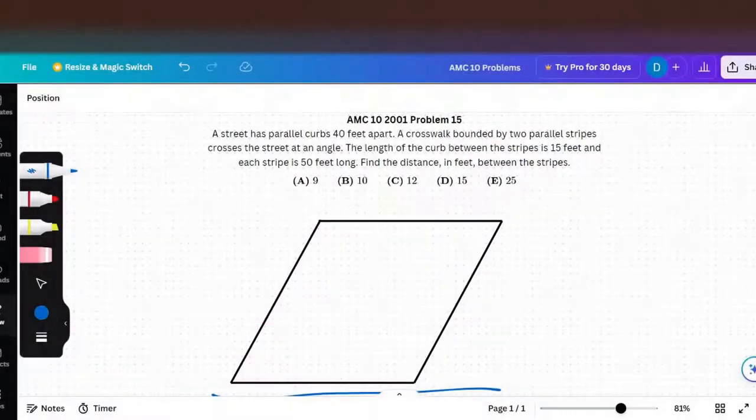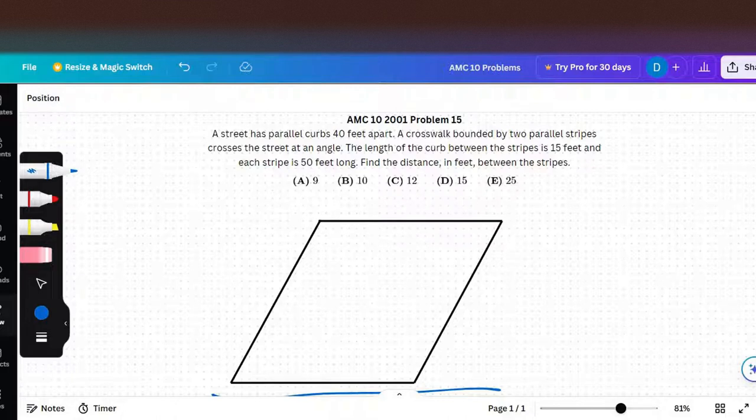Everyone, this is your daily dose of math here, and today we are going over AMC 10, year 2001, problem 15. The problem reads, a street has parallel curbs 40 feet apart. A crosswalk bounded by two parallel stripes crosses the street at an angle. The length of the curb between the stripes is 15 feet, and each stripe is 50 feet long. Find the distance in feet between the stripes.